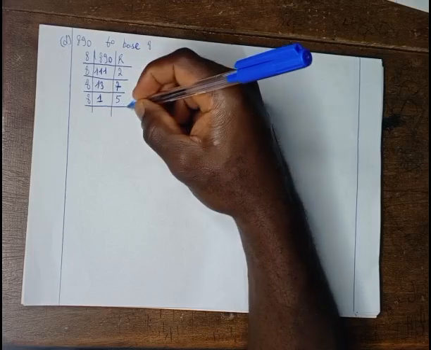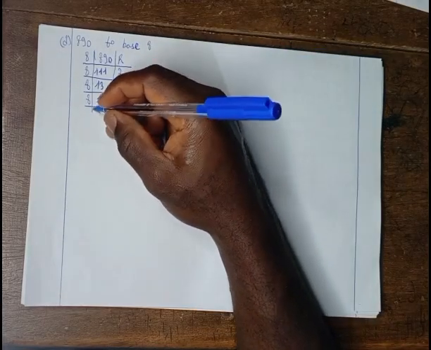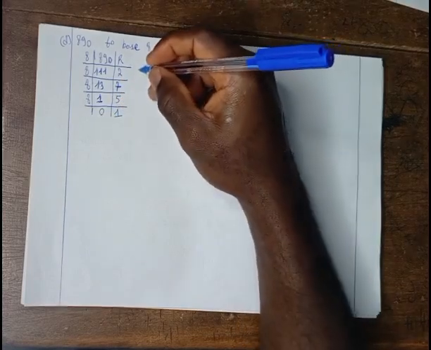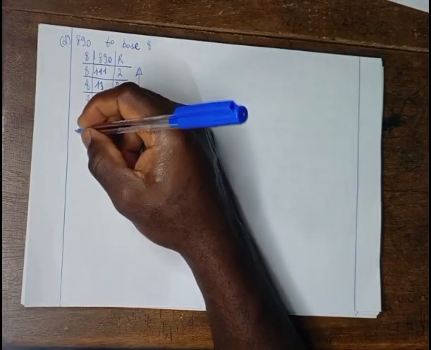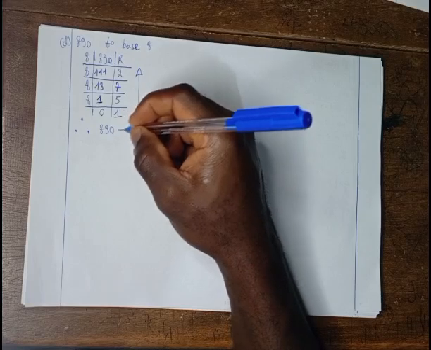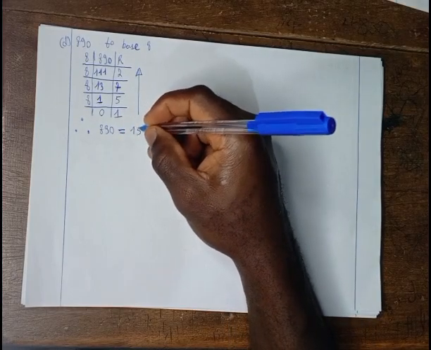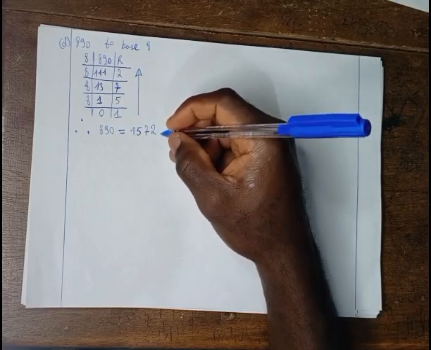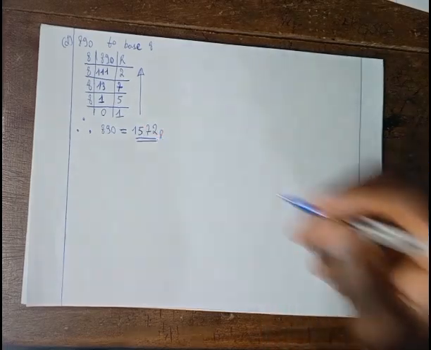Bring down 8. 1 divided by 8 will give us a whole number part of 0 and a remainder of 1 that we copy from bottom to top. Therefore, the number 890 in base 8 is simply equal to 1, 5, 7, 2 in base 8. We must write down the base, and we are done.